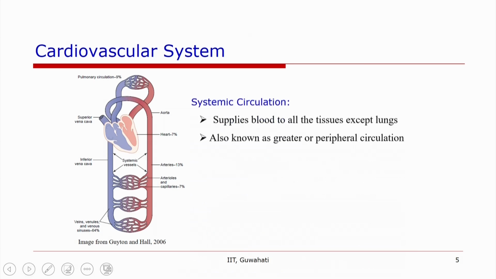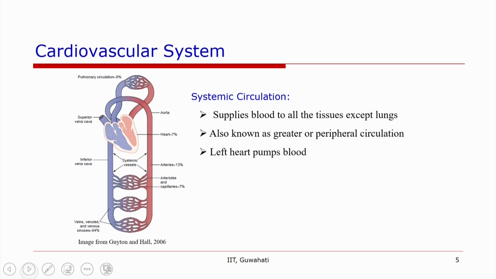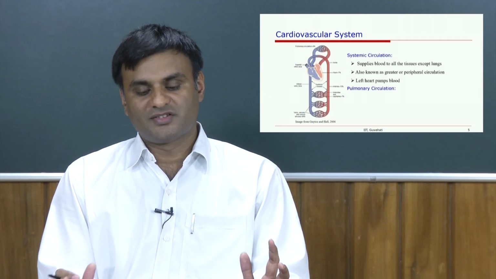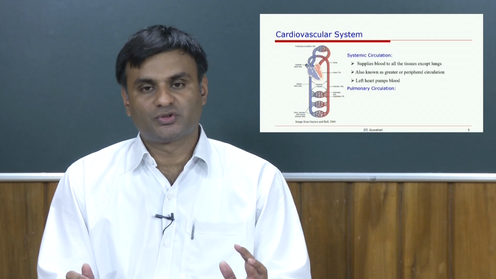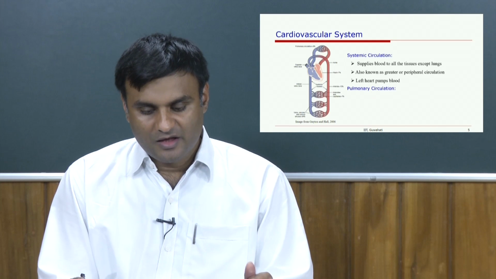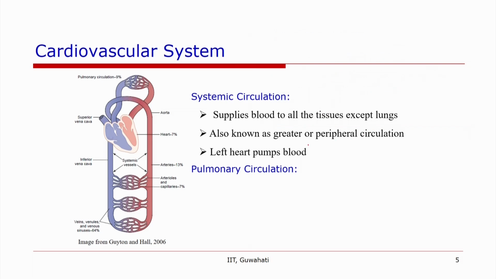So, the cardiovascular system can be divided into two broad categories. One is called systemic circulation and another is pulmonary circulation. Systemic circulation is the supply of fresh blood, or the oxygenated blood, to all the tissues except lungs. This is because this supplies blood to the large part of the body. So, this is also known as greater or peripheral circulation, because it supplies blood to peripheral organs.